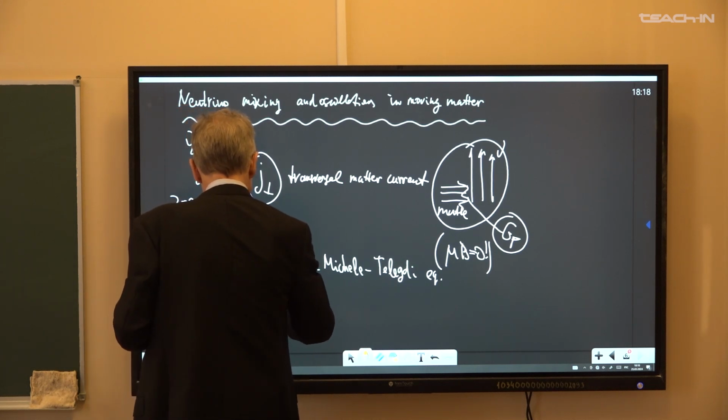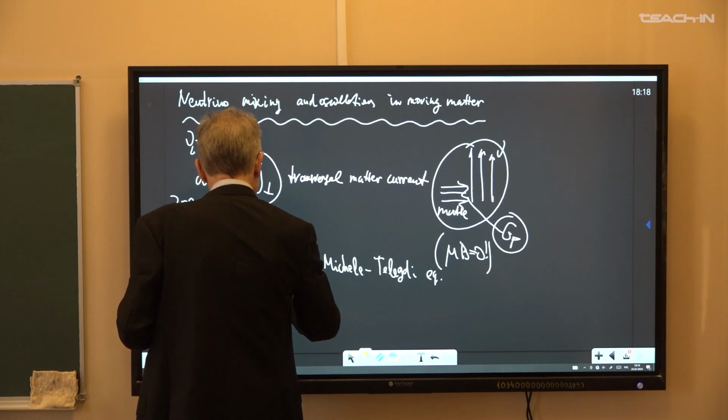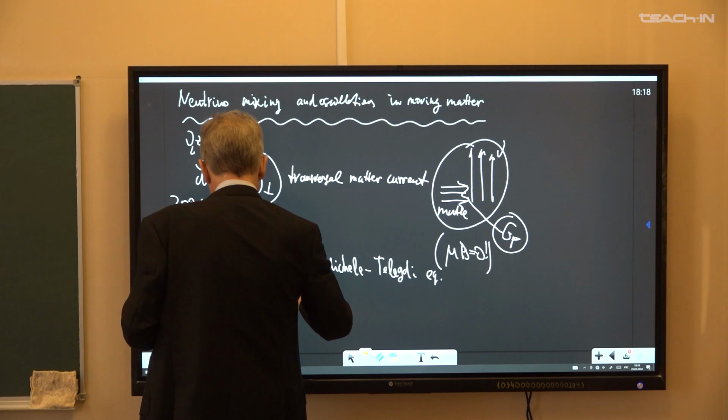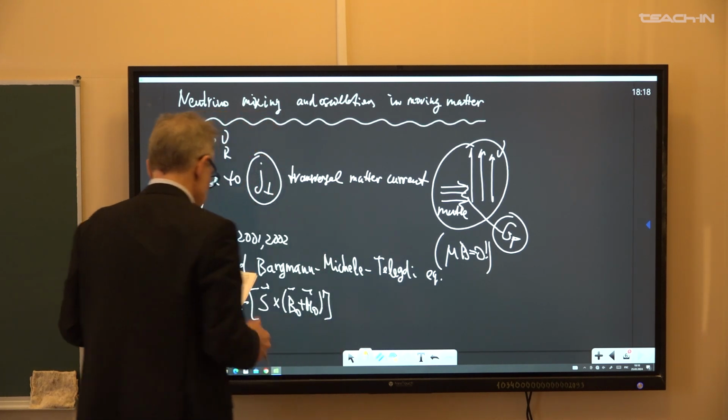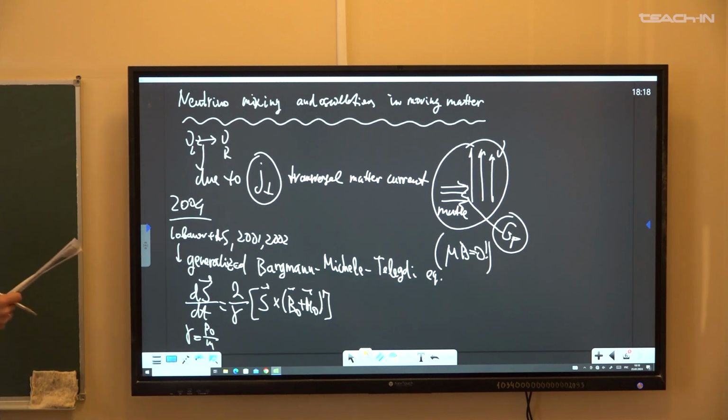Here is the spin B0 plus M0. This is what we have, where B0 is the magnetic field in the rest frame of neutrino. B0.